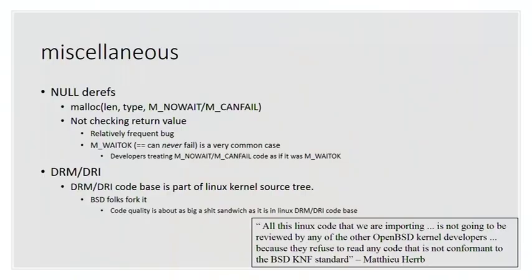If you look at the main OpenBSD developer who's responsible for maintaining DRM, DRI in OpenBSD, he said all this Linux code that we are importing is not going to be reviewed by any of the OpenBSD kernel developers, because they refuse to read any code that is not conforming to the BSD KNF standard. So you have all of these rigorous code review practices on OpenBSD, except all this DRM, DRI stuff, they will not touch it. And so all the bad news you see there in the Linux kernel, all that stuff is pretty much in OpenBSD, NetBSD, and FreeBSD as well.